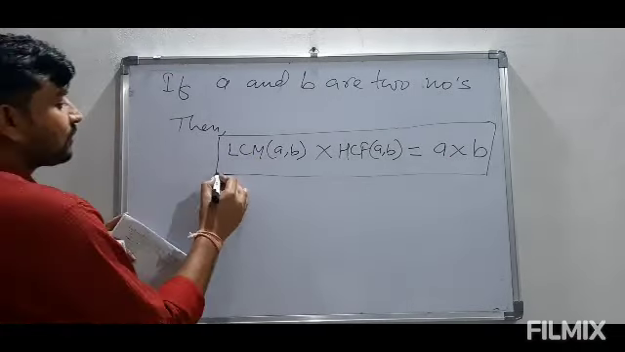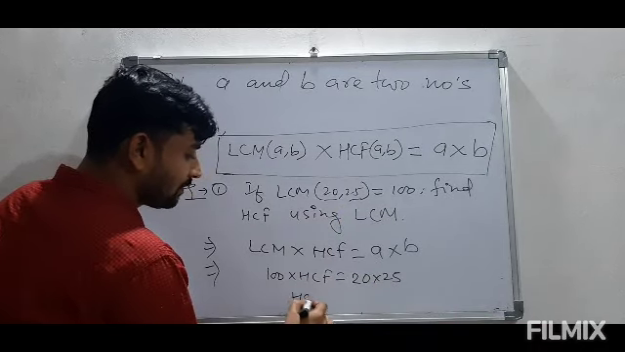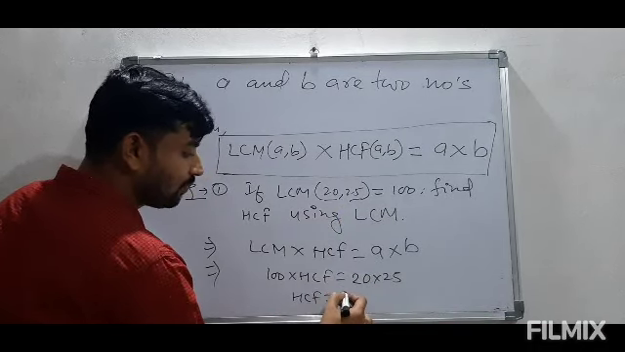Means we cannot factorize these two numbers and get LCM. We have to use this result. So HCF by using LCM can only be done by using this formula that I am going to show you. According to this relation, we have LCM into HCF is equal to A into B. So now substitute the value. LCM is given as 100 into HCF is equal to A here is 20 and B is 25. So HCF will come out to be, we multiply this, we get 500 upon 100.